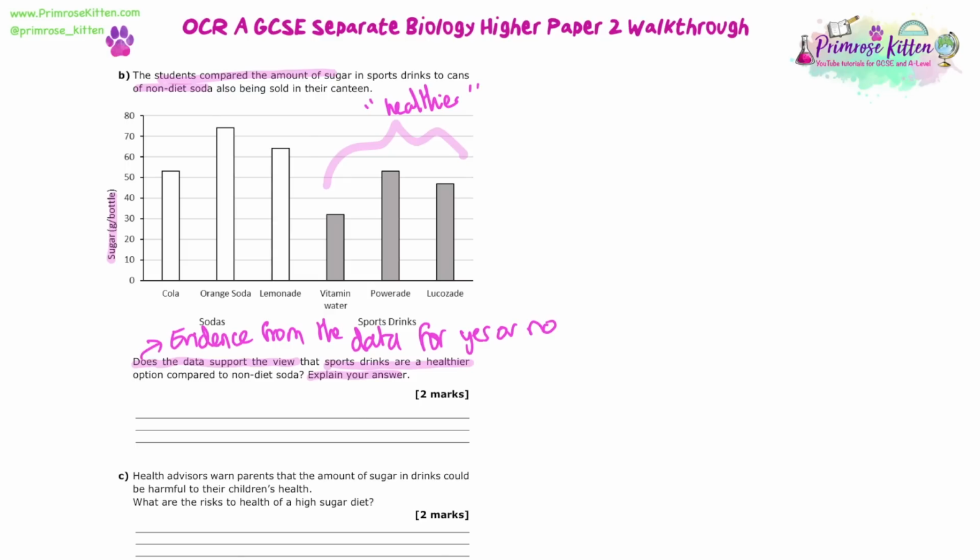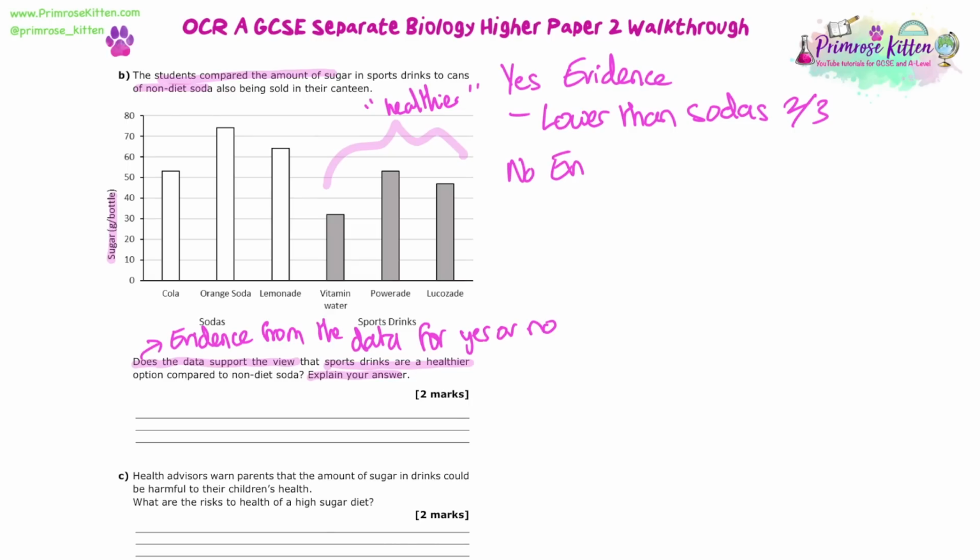This is kind of like an evaluate question. We're evaluating this data and we're trying to say, does it support? Does it not support? And we give evidence for both sides, and then we can say yes or no. It's only 2 marks, so there isn't a lot we can say. But basically, what would the evidence be from this graph to say yes? Well, 2 out of 3 of the sports drinks have less glucose in grams per bottle than all 3 of the sodas. However, there's no evidence because the Powerade has exactly the same amount of sugar as cola.